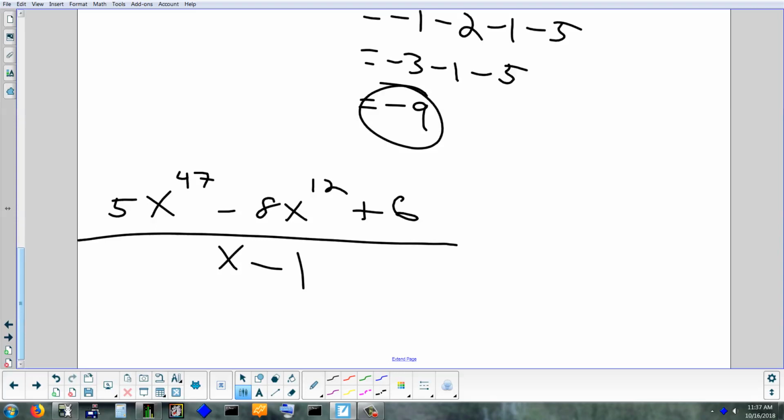But doing it with the remainder theorem, just plugging 1 in for x, super easy. 5 minus 8 plus 6, there's your remainder. Done. Okay. So any questions on the remainder theorem?